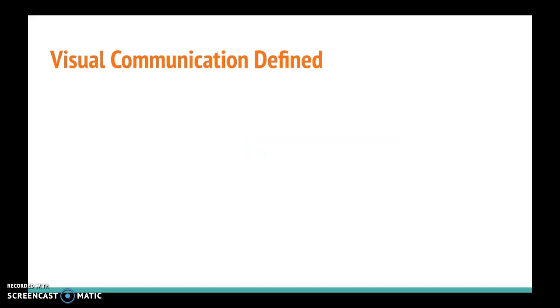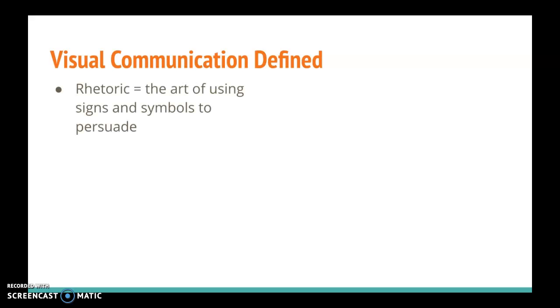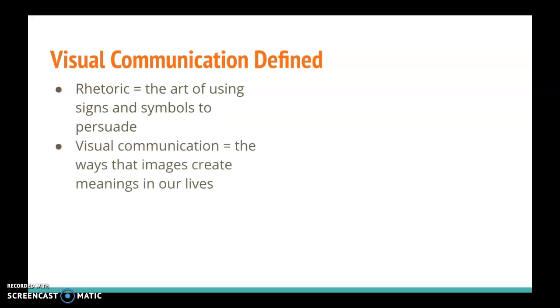Now, looking at visual communication and what it is, it's important for us to start with rhetoric in general and persuasion in general, just to kind of recap. So, we've discussed previously how rhetoric is defined as the art of using signs and symbols to persuade. And the study of rhetoric was first done by Aristotle, and when Aristotle was exploring and teaching about rhetoric and persuasion, he taught about it mostly from a linguistic perspective. However, we know that persuasion involves much more than just words, which brings us to the idea of visual communication.